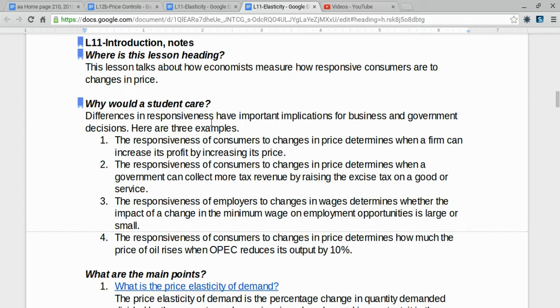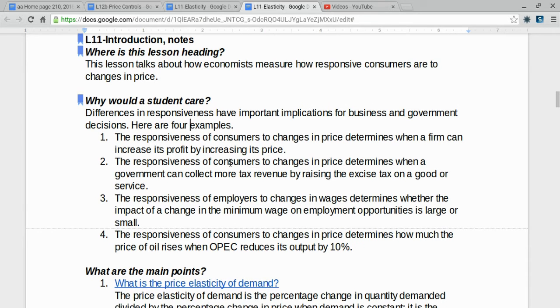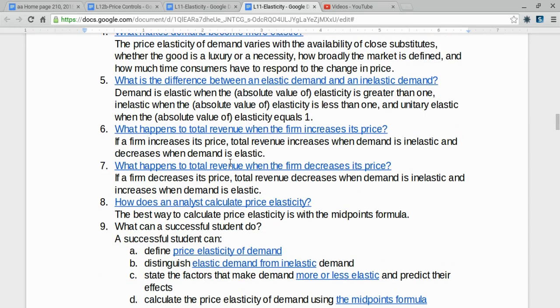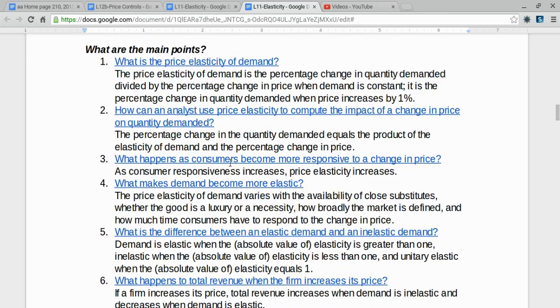And fourth, the responsiveness of consumers to changes in price determines how much the price of oil rises when OPEC reduces its output by 10%. I actually had 4 examples, not 3. I've changed the notes to note that. We have, my goodness, 8 main points.